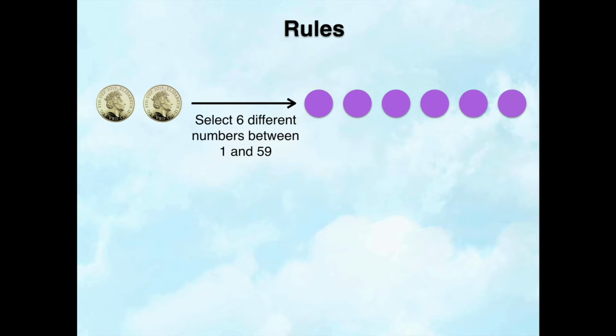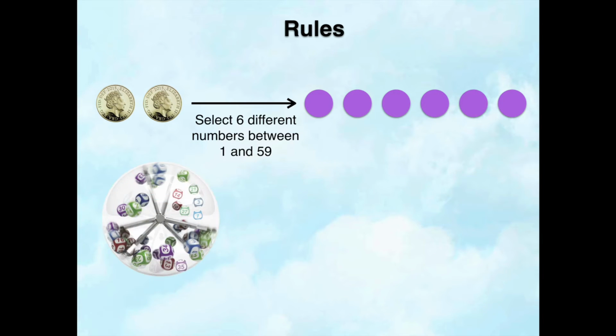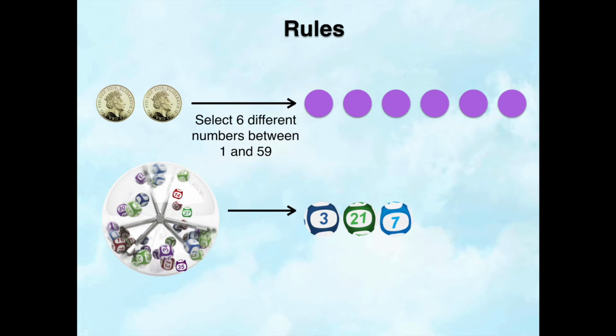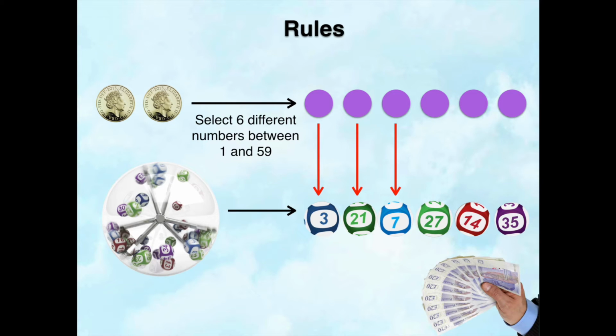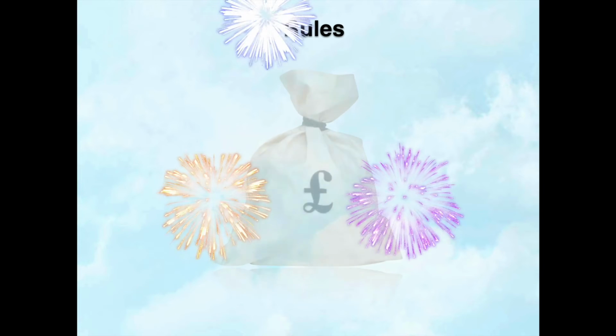You're hoping to match as many numbers as possible, in any order, against the 6 different balls randomly selected by the machine. Each number from 1 to 59 is equally likely to be chosen by the machine, and once drawn, the balls are not returned. If you match 3 numbers, you win a cash prize. The more numbers you match, the bigger the prize you win. Match all 6 and you win the jackpot.